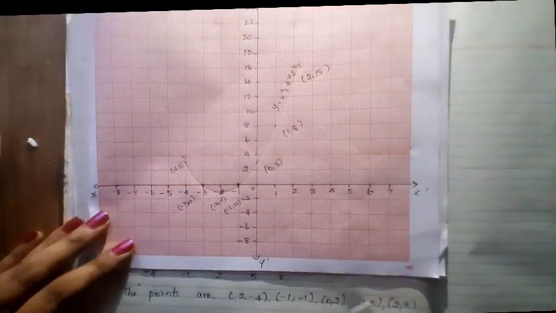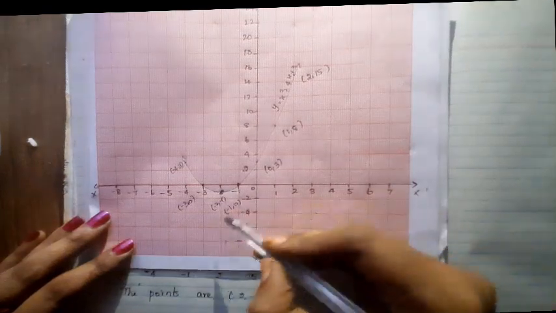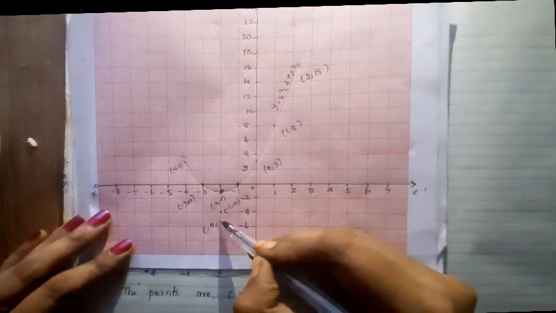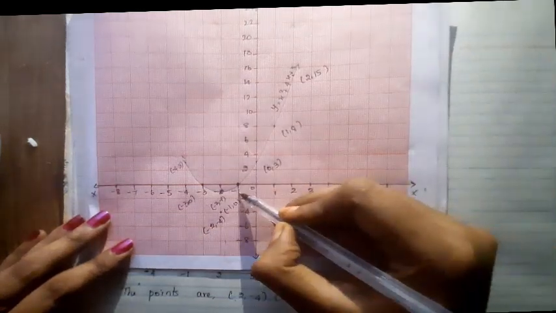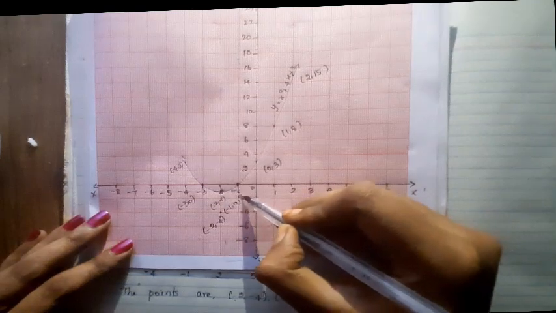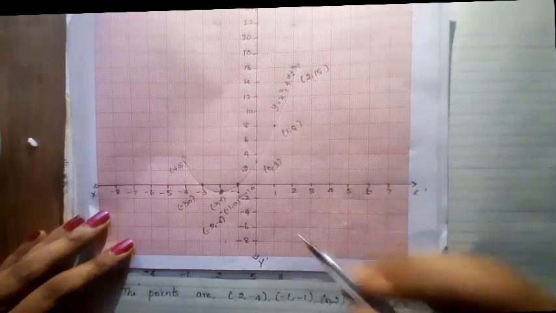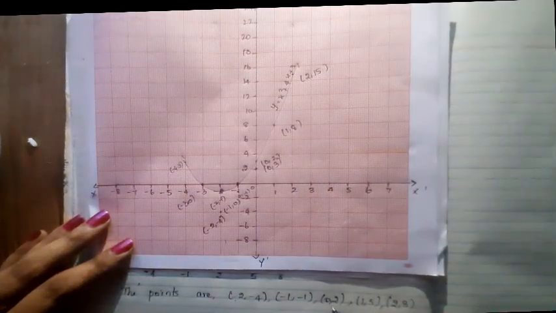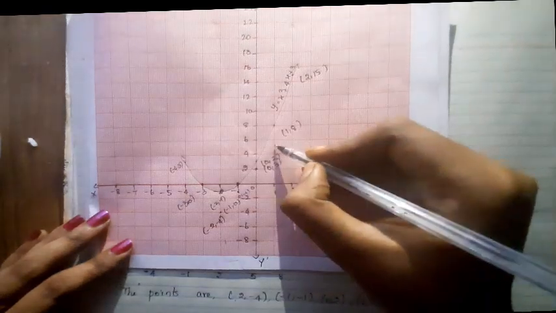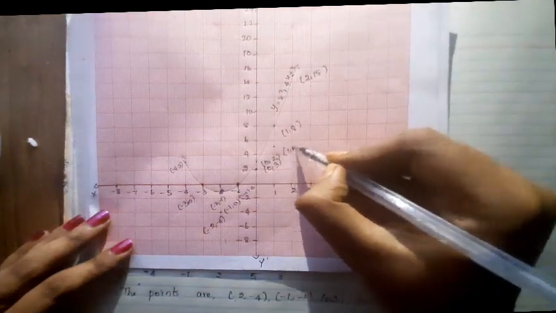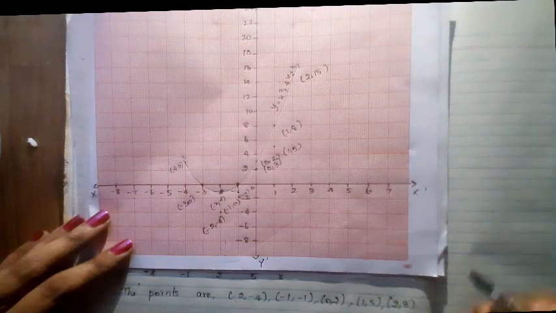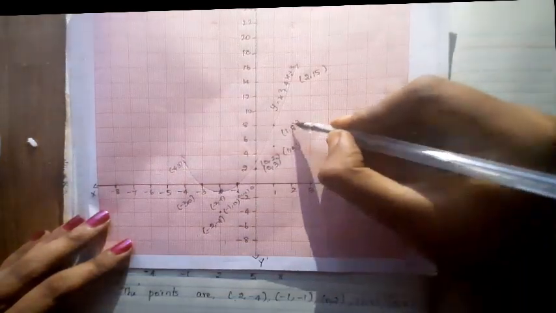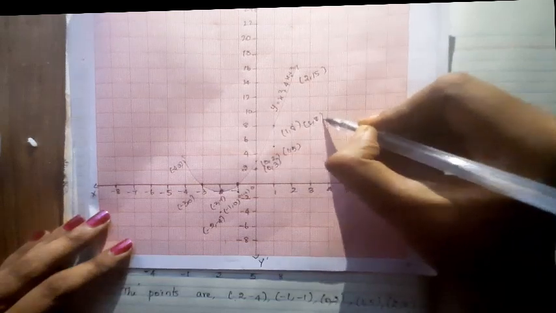Next, we can plot this on the same graph. Minus 2, comma minus 4. So minus 2 is there, minus 4 is here. Then minus 1, comma minus 1, that is here. Next 0, comma 2. Then 1, comma 5, so 5 will be there. Then 2, comma 8. So 2 is here, 2 comma 8. Next we can join the line.